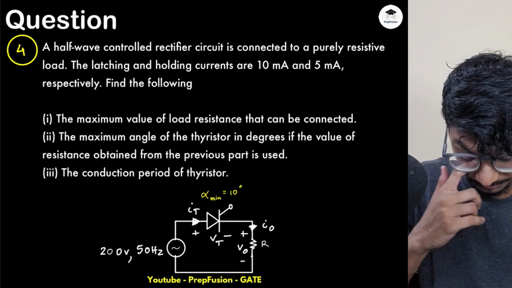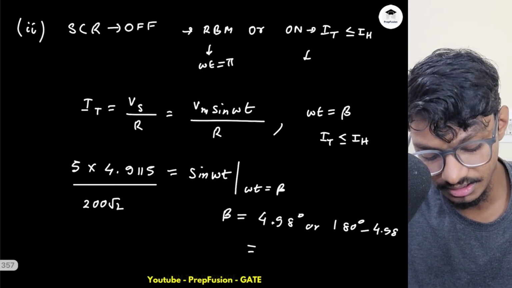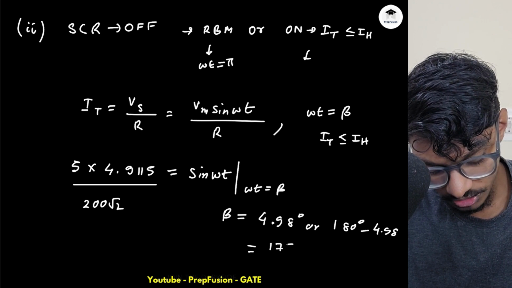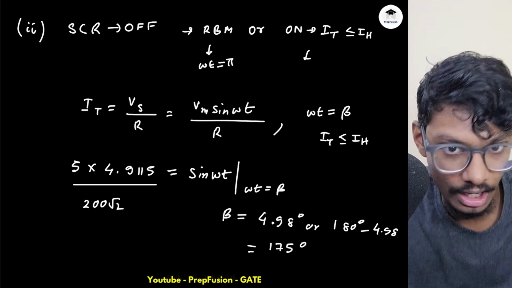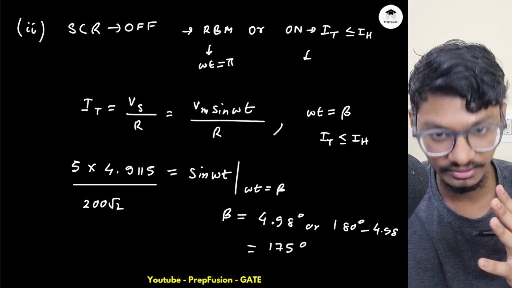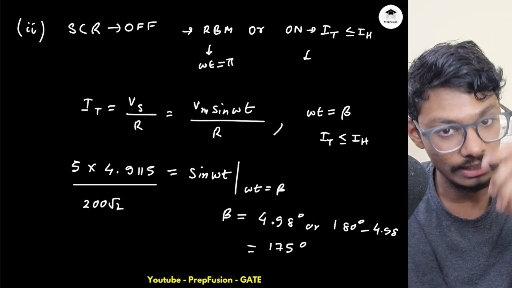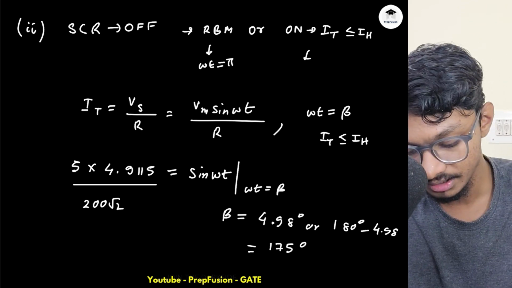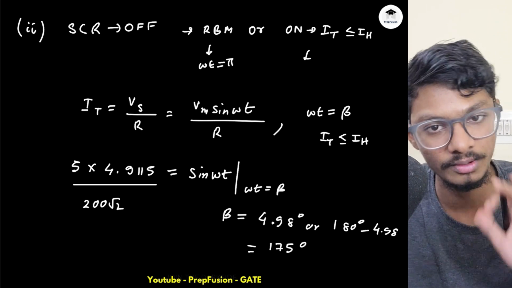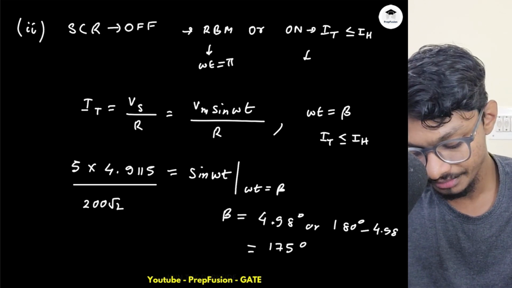Okay, so here I was solving it, the maximum angle at which the SCR is still conducting. So the SCR here is still conducting at 170, almost equal to 175 degrees. But we know for an ideal SCR, what would have happened? It would have conducted till 180 degrees. But for a non-ideal SCR with a finite, non-zero holding current, as soon as the current reaches below the holding current, the device will automatically turn off. Even if the voltage is positive but the current has reduced, it will go into forward blocking mode. So this is my answer.